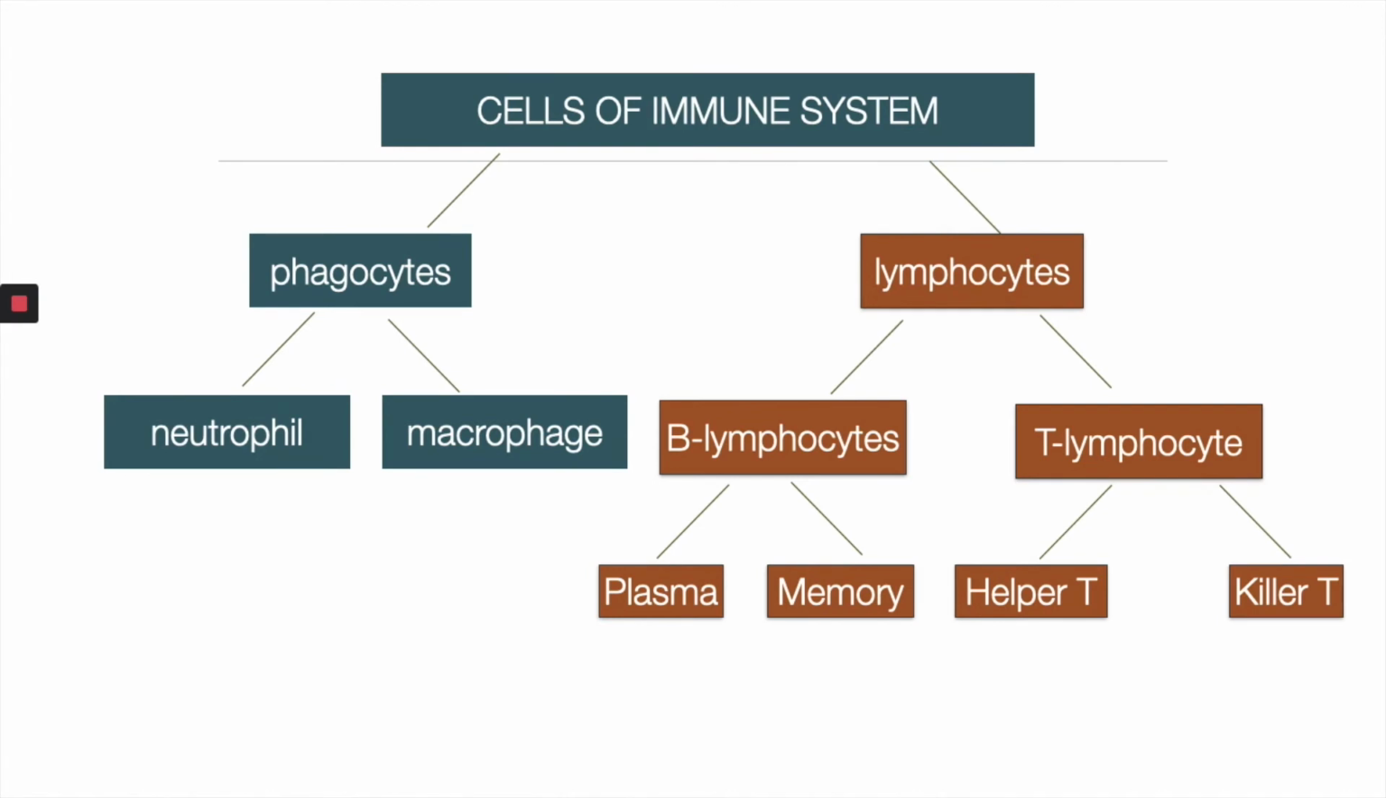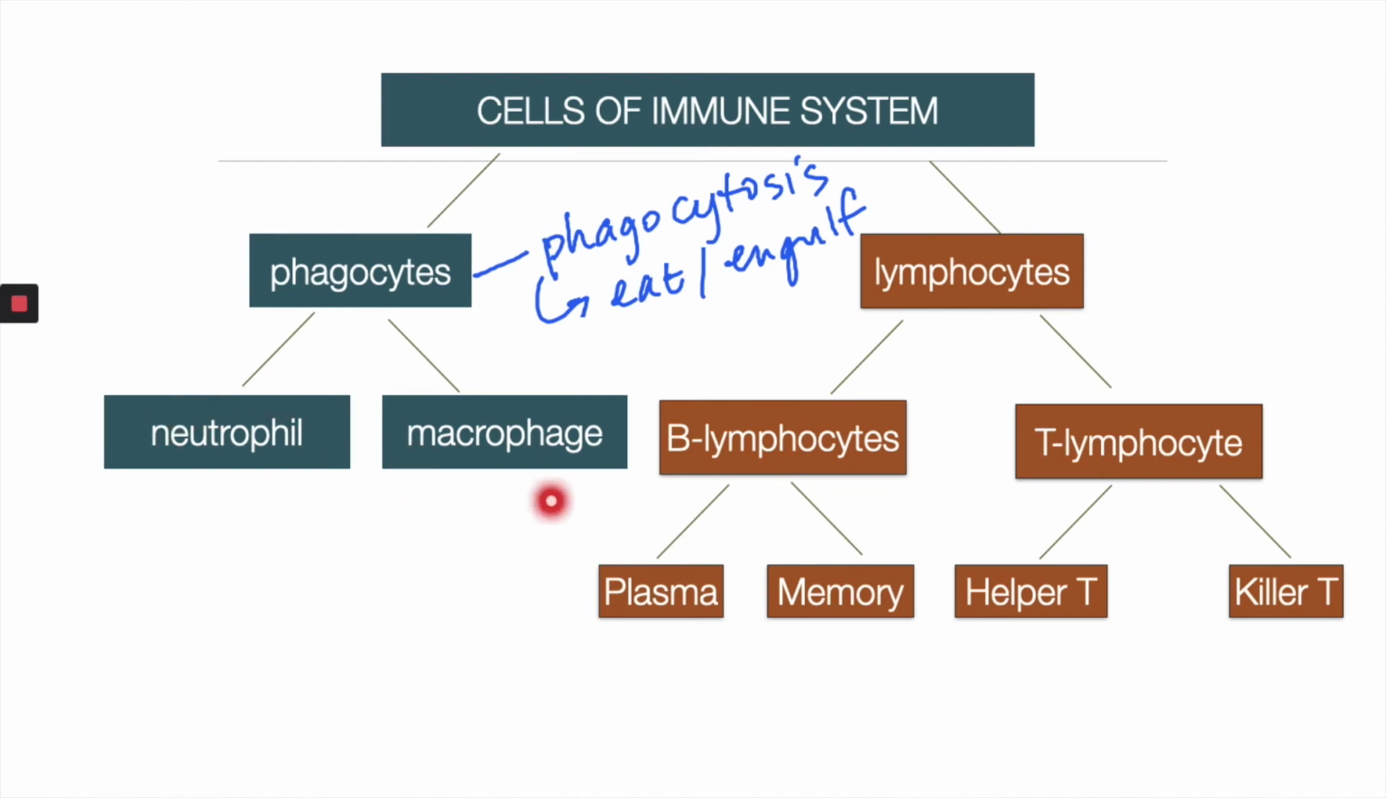There are different cells of the immune system, which could be subdivided into two. You have here the phagocytes and the lymphocytes. We might be more familiar with phagocytes because we talked about phagocytosis before. Cytosis, wherein they eat or engulf something. Okay? For phagocytes, it is still subdivided into two. You have your neutrophil in here and macrophage.